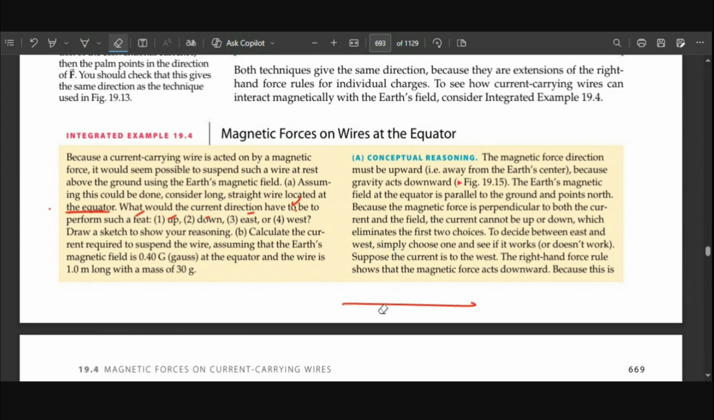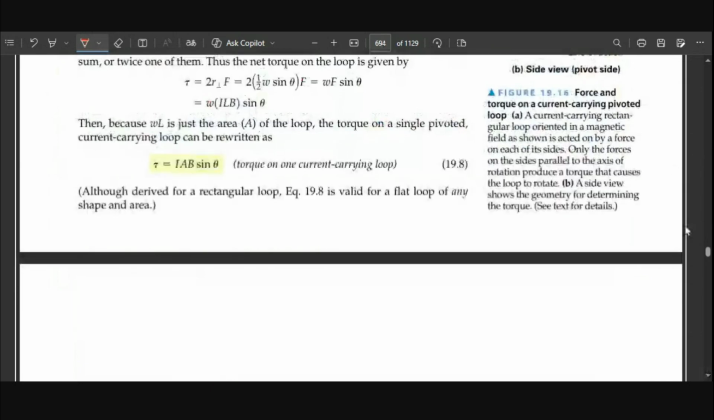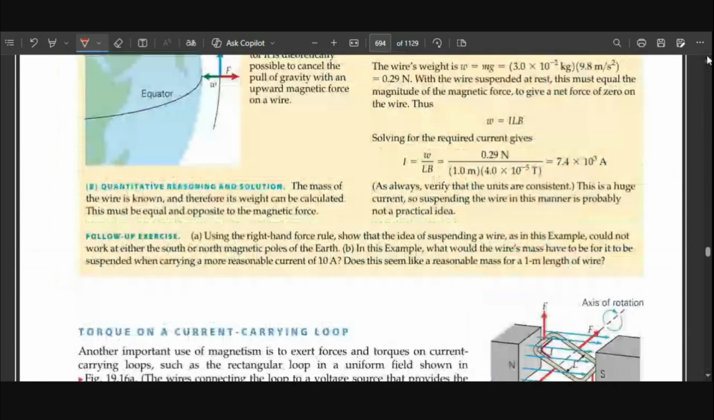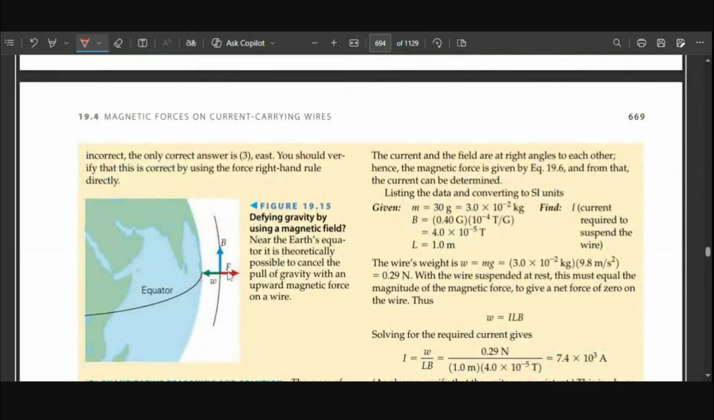According to it, the explanation can be given this way. The magnetic force direction must be upward, that is away from the Earth's center, because gravity acts downward. The Earth's magnetic field at the equator is parallel to the ground. So whatever the Earth's magnetic field is there, it is always parallel to the ground, as shown here. Sorry, the field should be parallel to the Earth's equator like that.